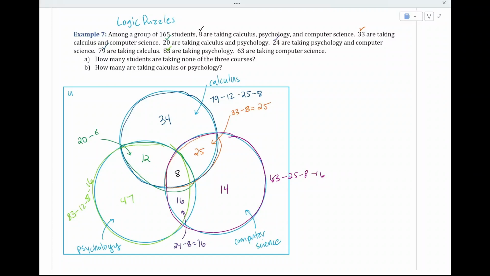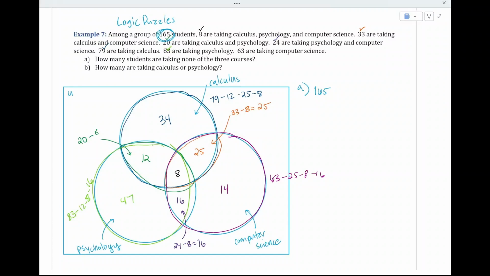So now we have every individual piece of our Venn diagram except for what's outside of everything. And that's what we're supposed to find in part A. How many students are taking none of the 3 courses? So we need to figure out what are all of these numbers added together, and I'm going to subtract that from 165, which is the total number of students.